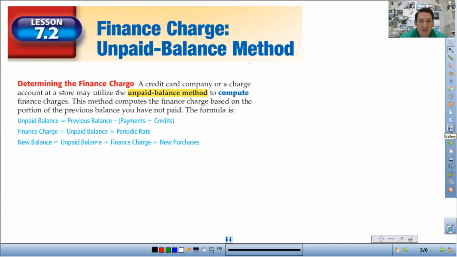So again, the finance charge is the interest charge to use a charge account or a credit card. Real simple. So you can take your unpaid balance, you subtract the previous balance minus payments and credits. The finance charge is the unpaid balance times the periodic rate. That's just going to be the interest rate. All right. And then the new balance is the unpaid balance plus the finance charge plus any new purchases.